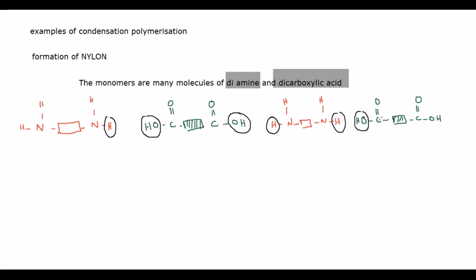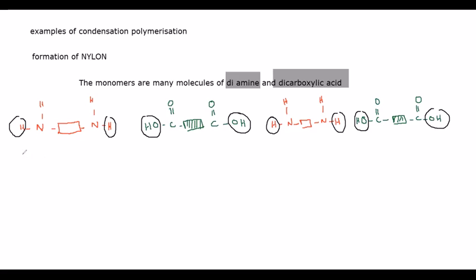And the same thing happens, this will continue, because we just drew two molecules of amine and two molecules of carboxylic acid. But there will be many amines and many carboxylic acids. So amine will lose their hydrogen and carboxylic acid will lose their OH. So what will be the result of this?